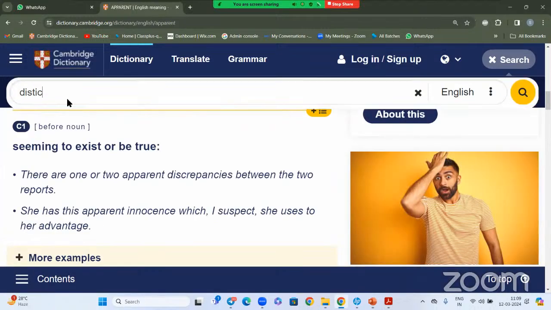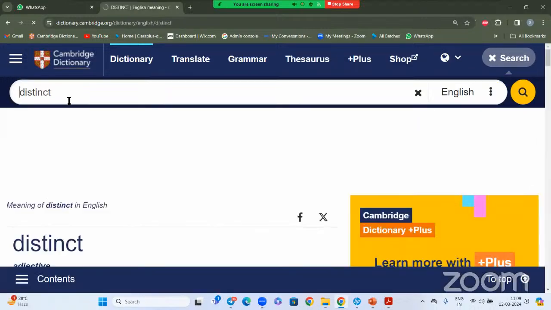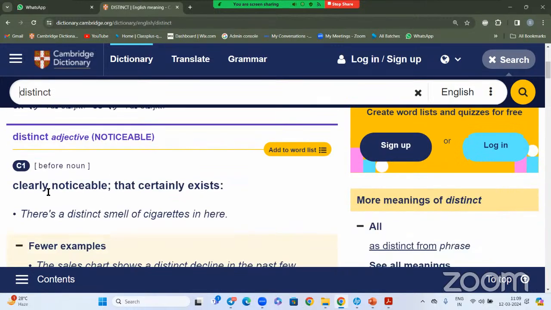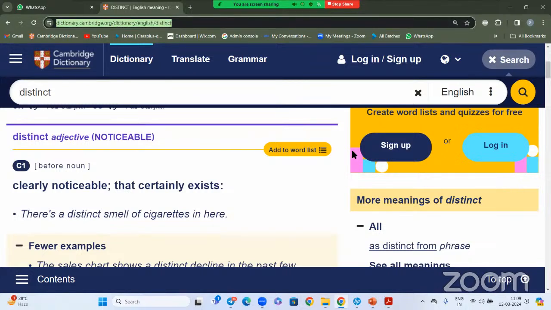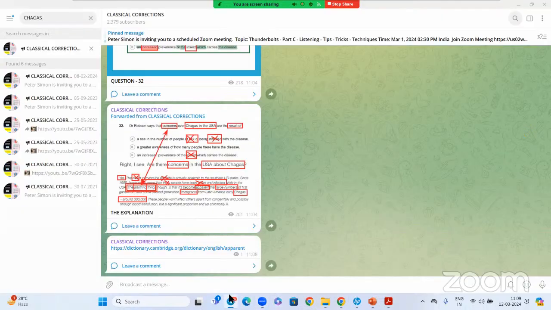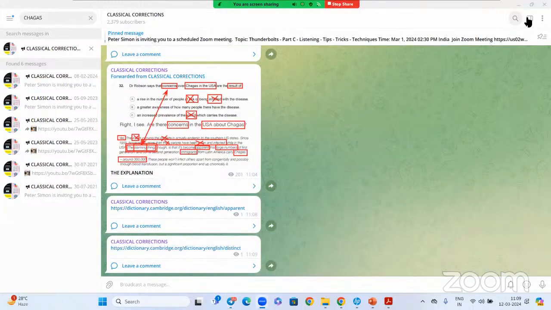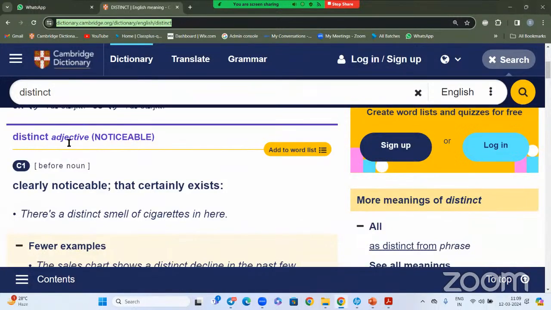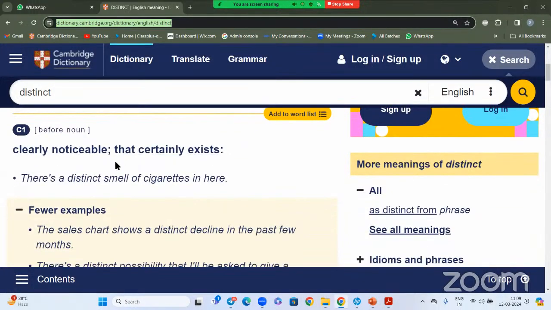Distinct: clearly noticeable, that certainly exists. Same meaning you can see here. Write down the synonyms. This word will come again. Apparent may not come, but distinct will come. Then what are you going to do if you don't understand this word? Learn the meaning of this word. Distinct, apparent, clearly noticeable, that certainly exists.